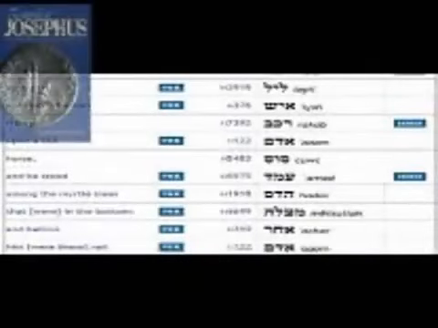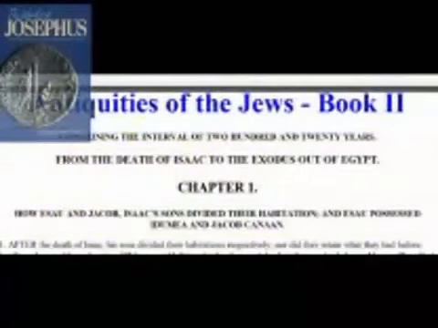All right, that's why it says in the Josephus, which I have to pull up real quick right here. This is what it says in the Josephus. This is Antiquities of the Jews, book number 2, chapter 1, section 1.